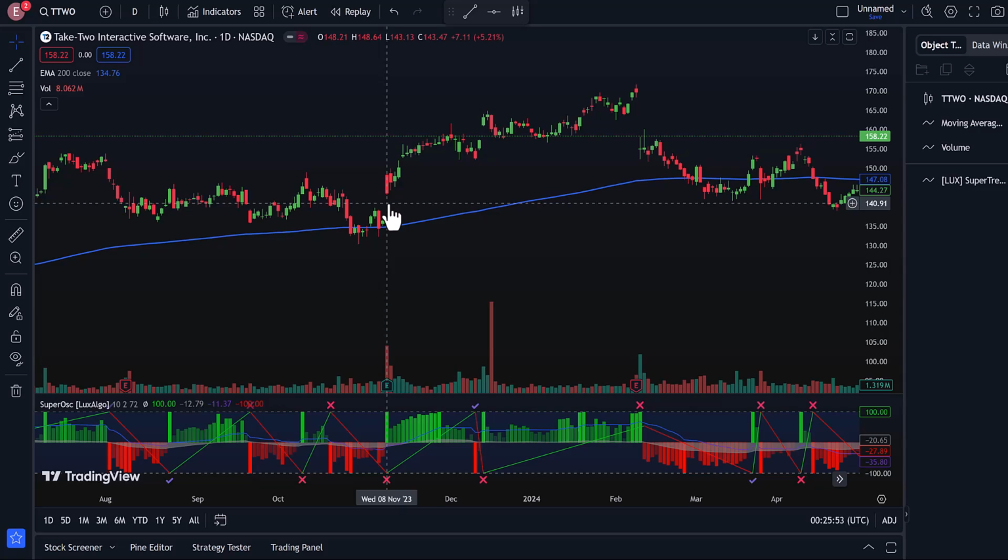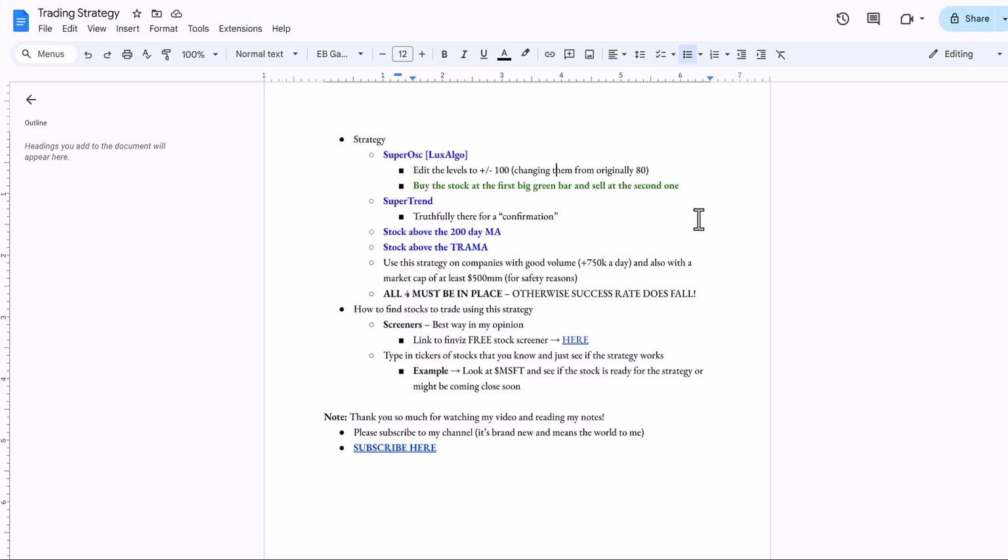But let's get straight into it. This strategy has 4 different indicators, and let me visualize this. I'll drop this PDF into the description or comments down below, but here's basically the whole strategy. It uses the Super Oscillator from Lux Algo. This is all in TradingView. It uses Super Trend, which is there for confirmation, and then you want the stock above the 200-day moving average and the stock above the TRAMA, which is a different moving average.